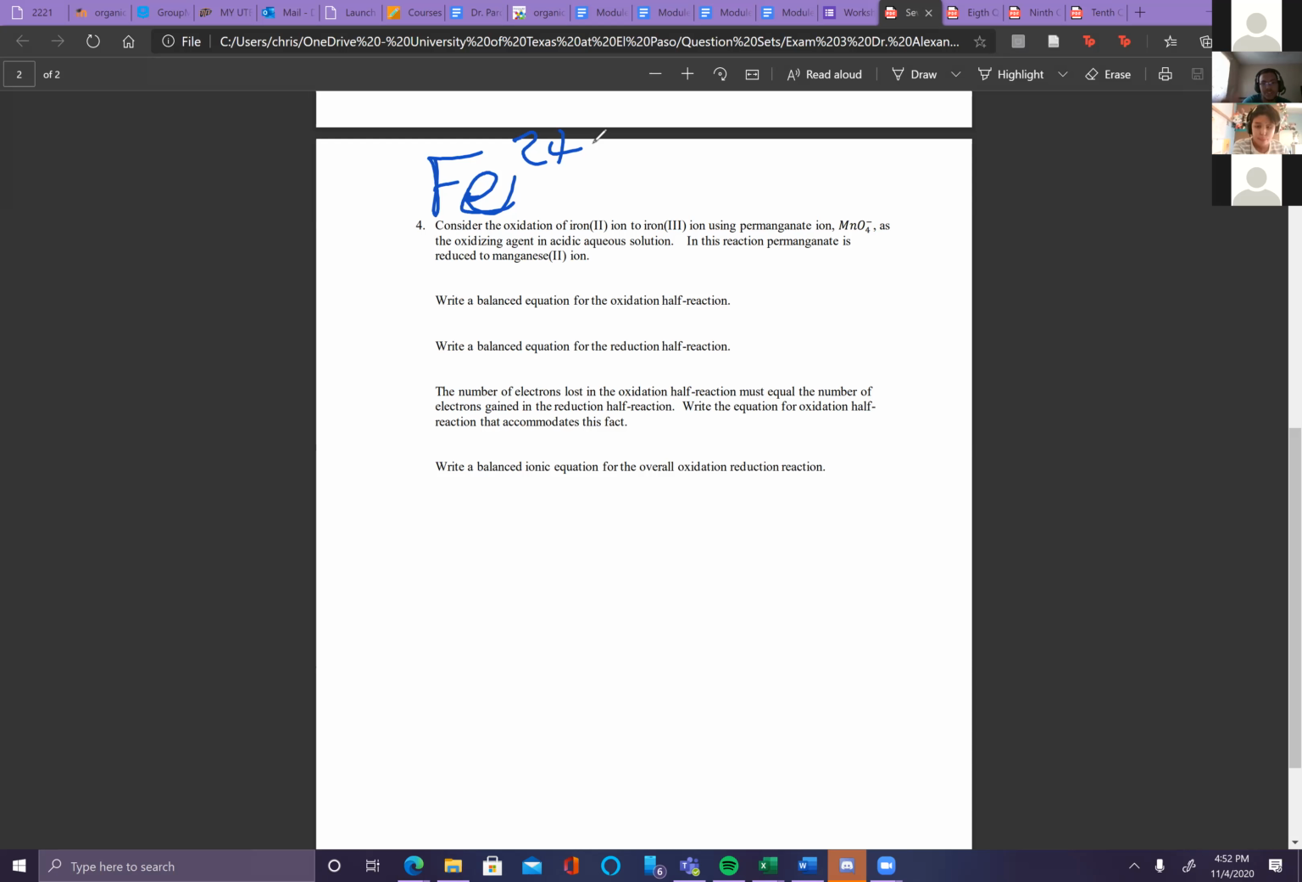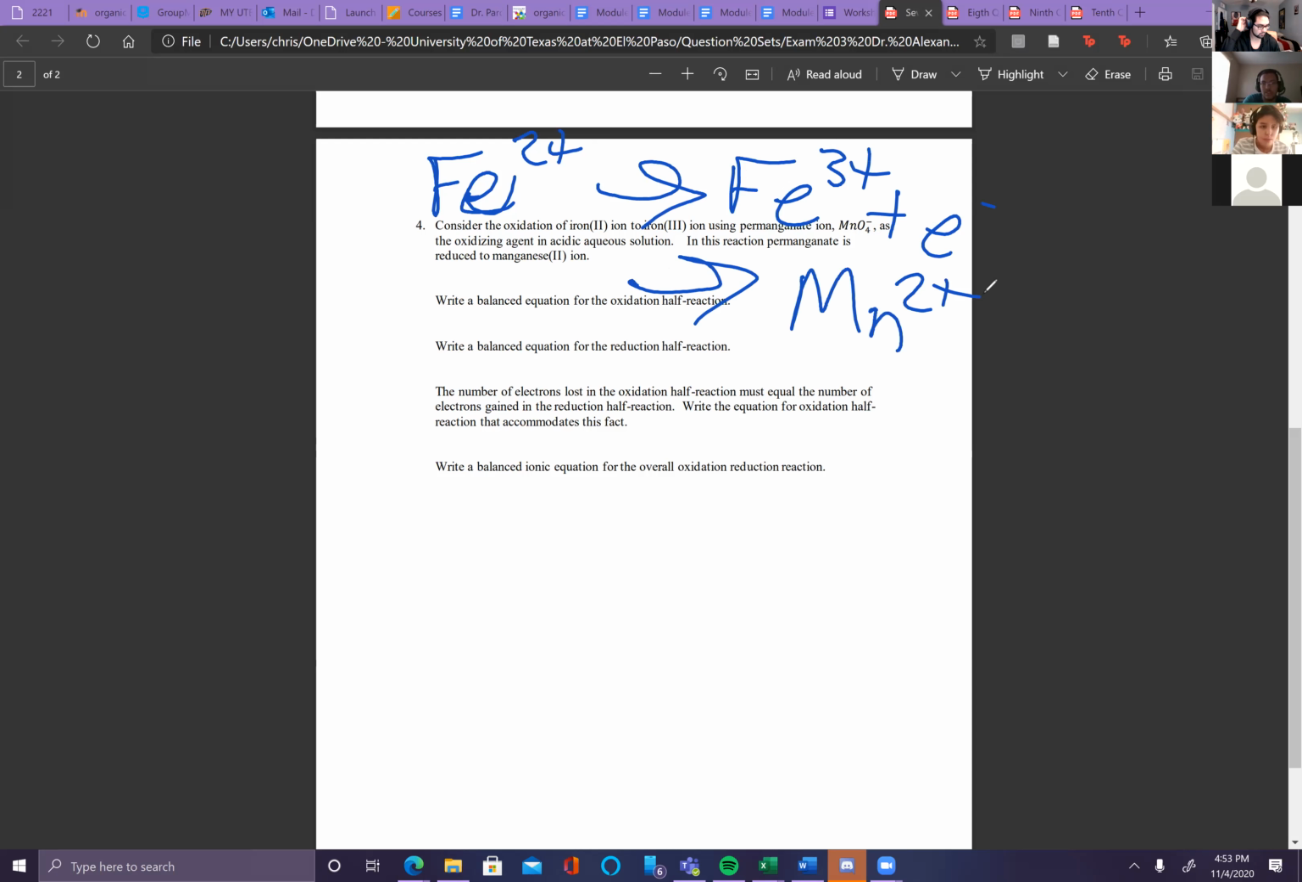So it goes from an iron 2 ion to an iron 3 ion, right? So when iron goes from a 2+ to a 3+, what's happening to it? It's losing an electron, right? Yeah. So it just becomes plus an electron because the electron's removed from it. Now, we know that we're going from permanganate, whatever the oxidation number is for manganese, and we're going to a manganese 2 ion. So that's a 2+. So what's the oxidation number for manganese in permanganate?